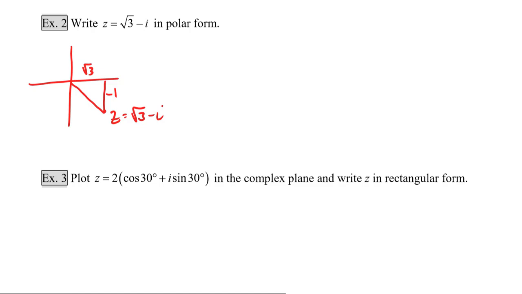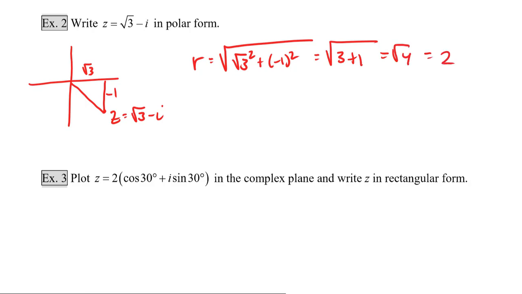We can calculate the r by using Pythagorean theorem. So that's going to be the square root of 3 squared plus negative 1 squared, which is the square root of 3 plus 1, or the square root of 4, which is equal to 2. We can find theta by doing the inverse tangent of y over x, or negative 1 over the square root of 3. And this is going to give us the angle negative pi over 6.